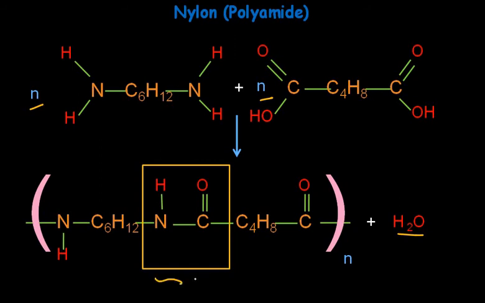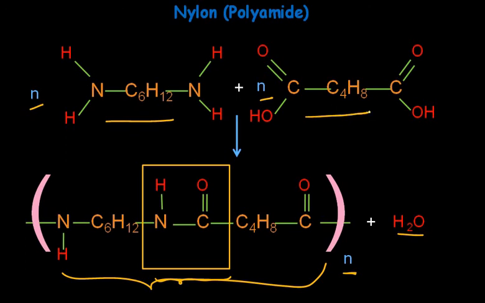And here again we can show the amide linkage of the polymer with such a box, where the whole is the repeat unit which is repeated n times, because such amine groups and the carboxylic carrying monomers have reacted together to form the polyamide nylon here.